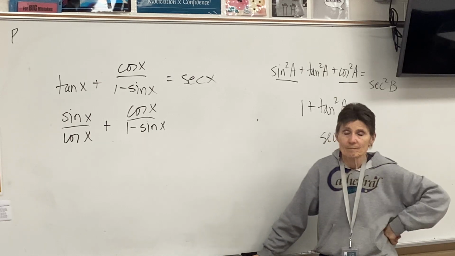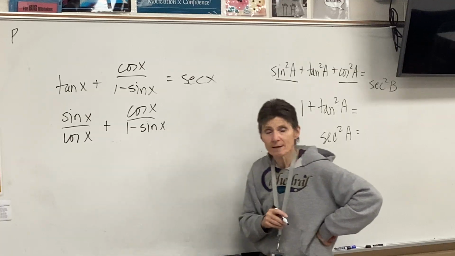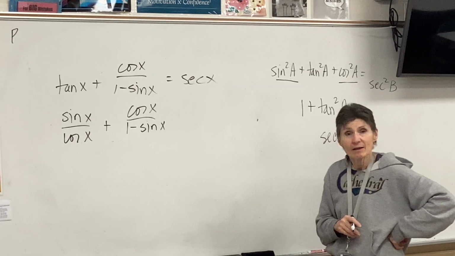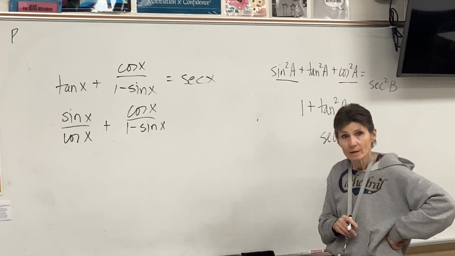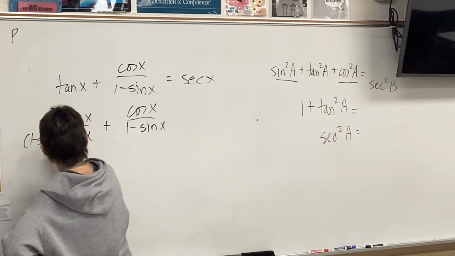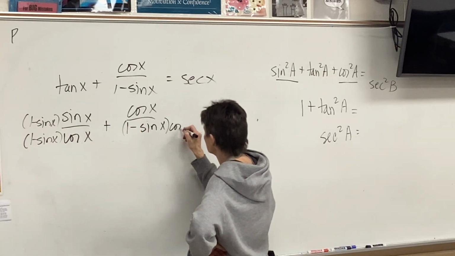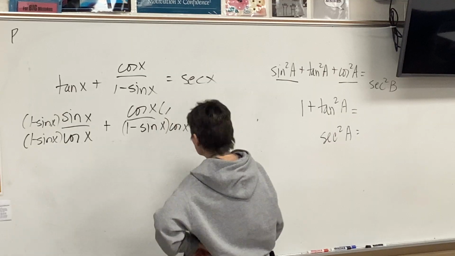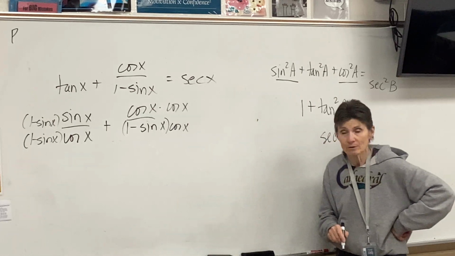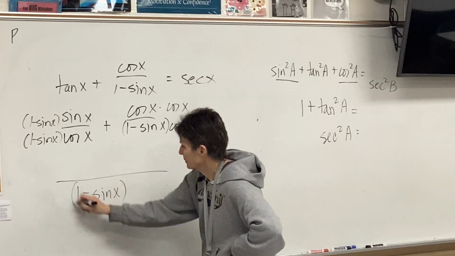So don't. You can't. But now, I do have 2 fractions, don't I? I have 2 fractions that need to be added together. Right? So let's get a common denominator. Let's multiply this one by 1 minus sine, and this one by cosine. Because that's what we do, kids, when we add fractions. We get a common denominator, and that common denominator is 1 minus sine times cosine.